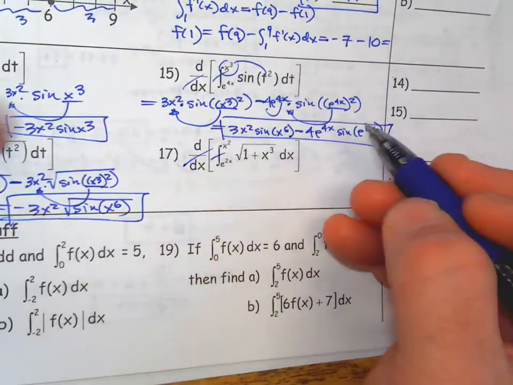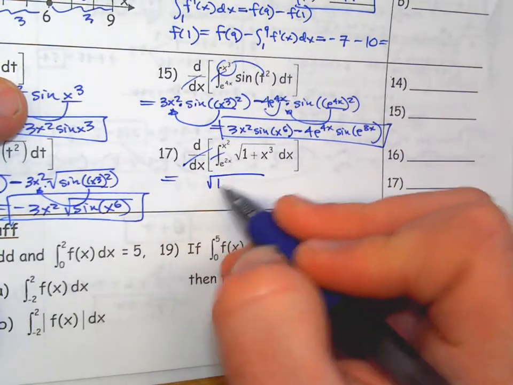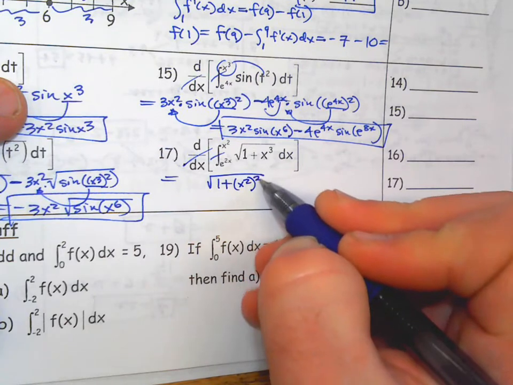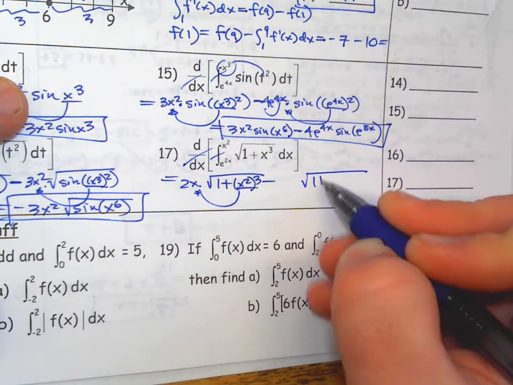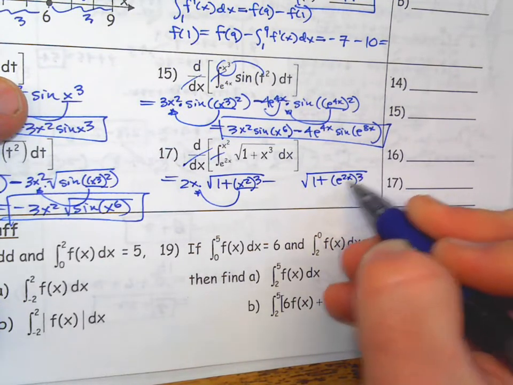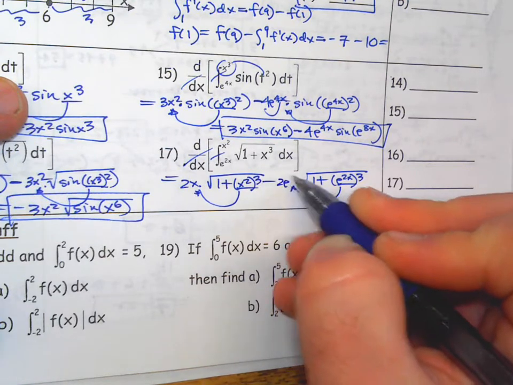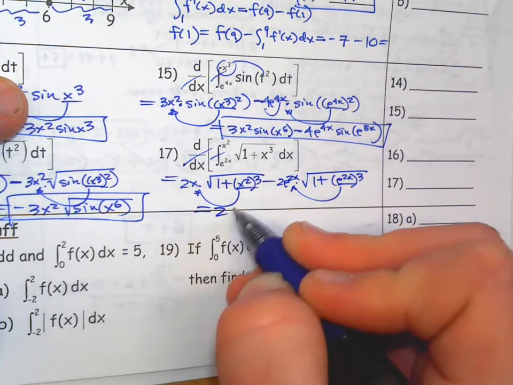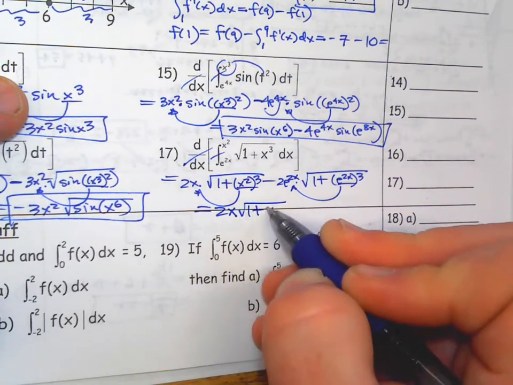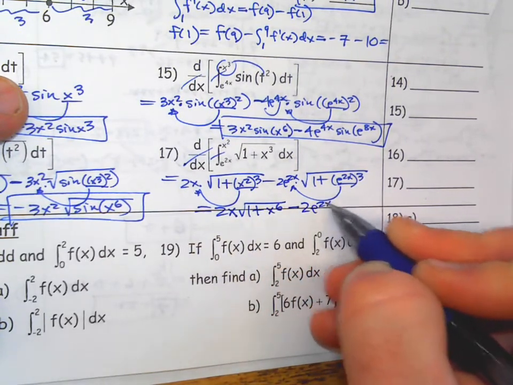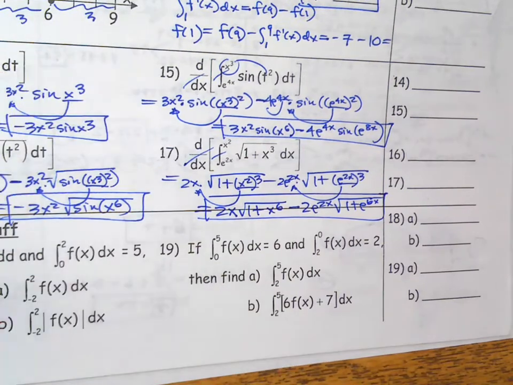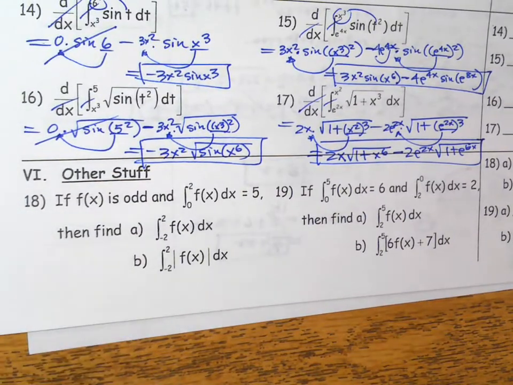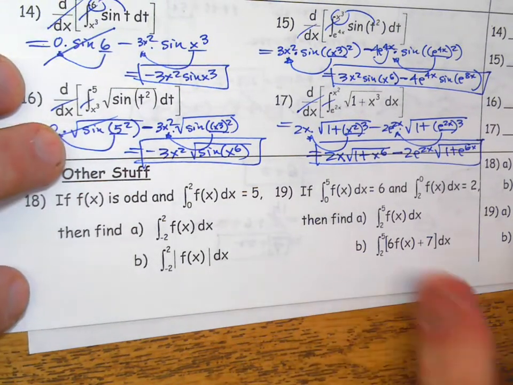Okay, next one. So I was trying to leave room for it. So the final answer is 2x square root of 1 plus x to the 6th minus 2e to the 2x square root of 1 plus e to the 6x. So I think hopefully you get those 100% right. Of all the problems on here, they're some of the most direct.